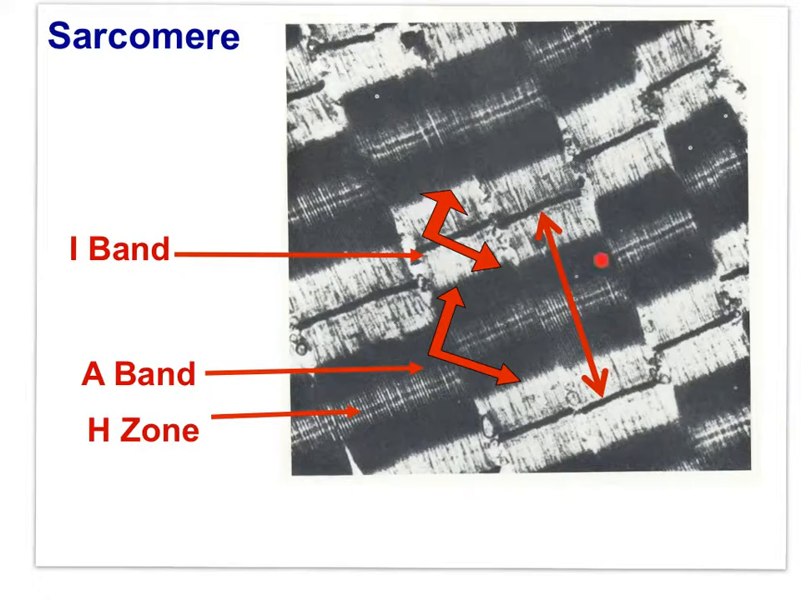We can see a sarcomere here, Z line to Z line. The I band is here, actin only. The A band is here, it's the length of the myosin filament. The H zone, barely visible, is myosin only here, and again this is I band here.